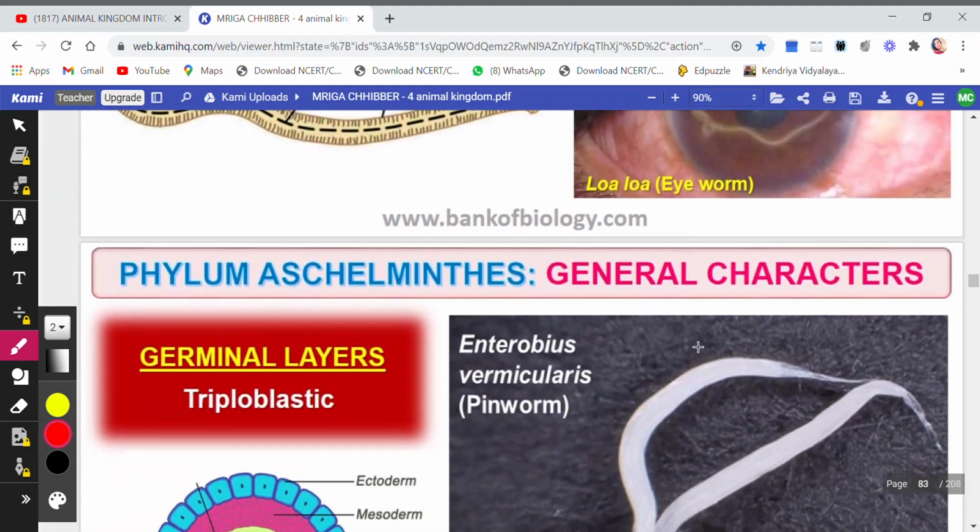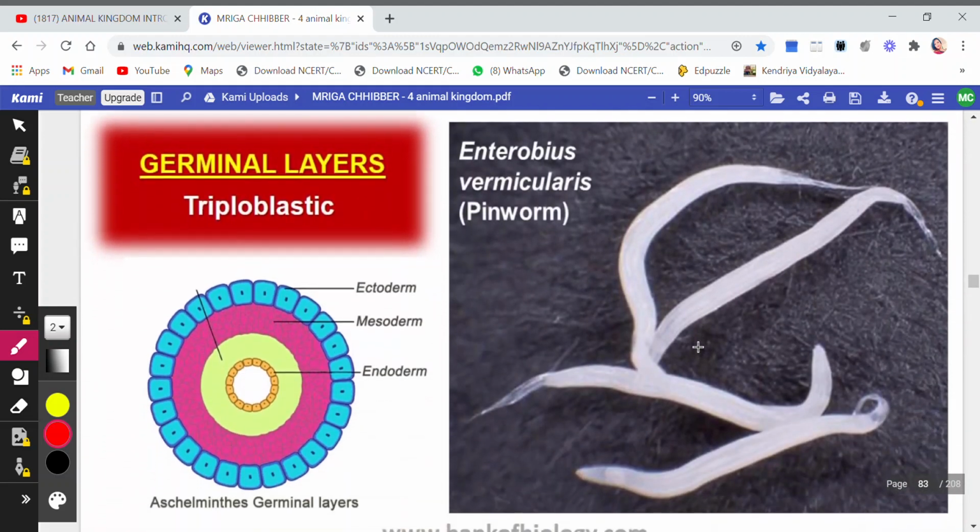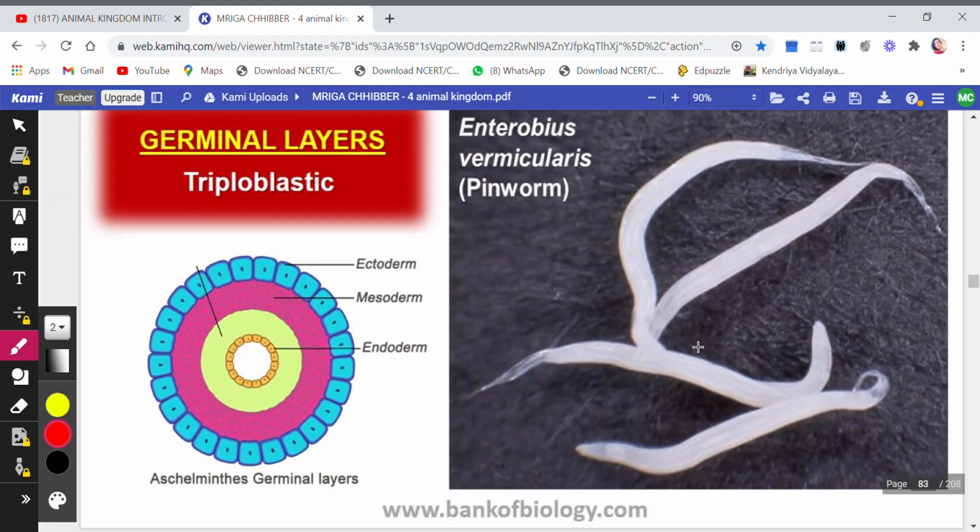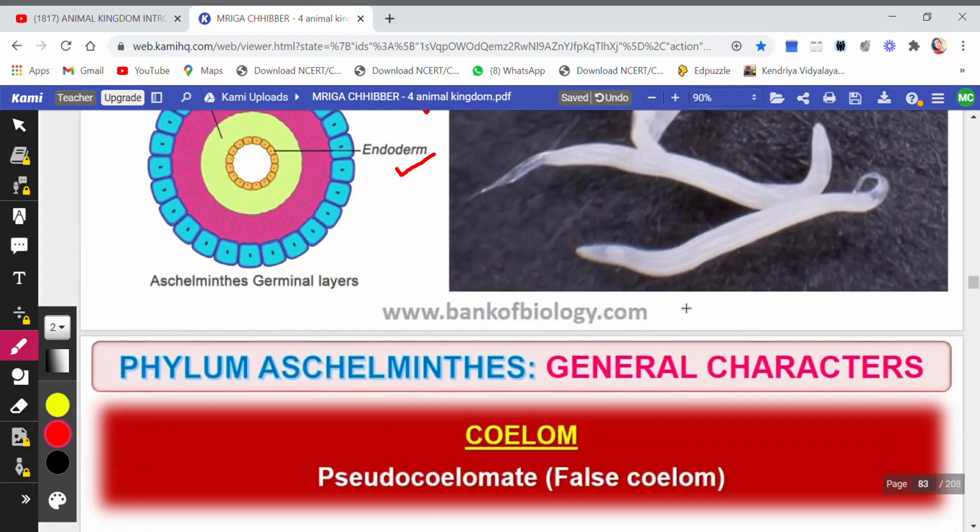Next, the general characteristics are about the germ layers. This one is triploblastic because it has three germ layers. As you see, the outer one is the ectoderm, then the mesoderm in the middle, and then the endoderm. So it is a triploblastic animal with three germ layers. The pinworm is also an example here.